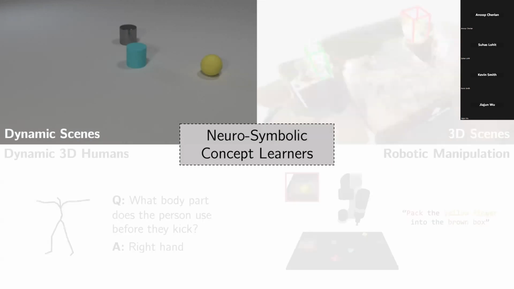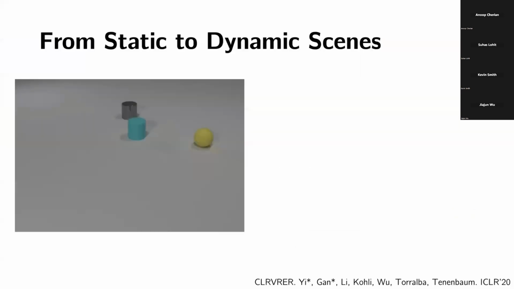Okay, I don't have that much time, so I'll just very quickly show some highlights, one slide for each of these directions. But I'm happy to talk about this offline. So first, on dynamic scenes. Here's a dynamic video of objects interacting with each other. And is it playing? Okay, great.